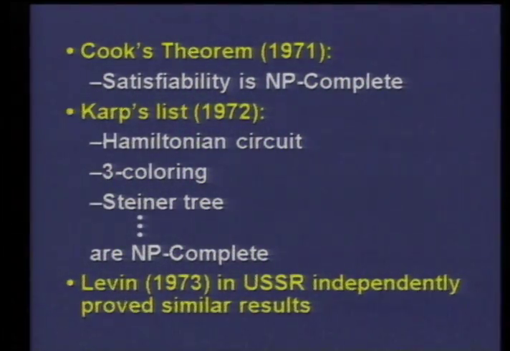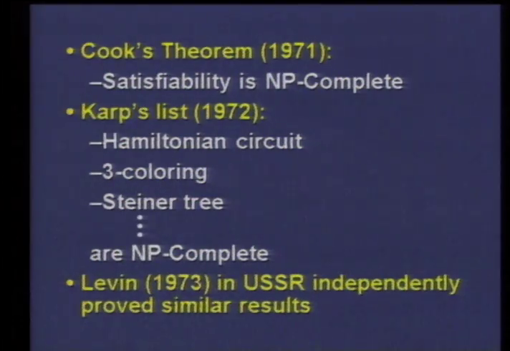In 1971, Stephen Cook proved a fundamental theorem. He showed that the satisfiability problem is NP-complete. In other words, every problem in NP is reducible to satisfiability. If we had a polynomial time algorithm for satisfiability, it would be a panacea. It would allow us to solve every problem in NP in polynomial time.